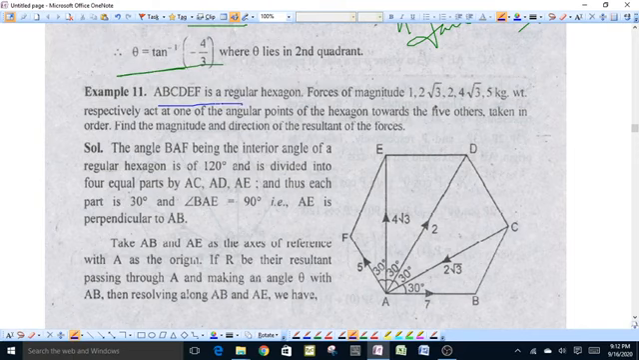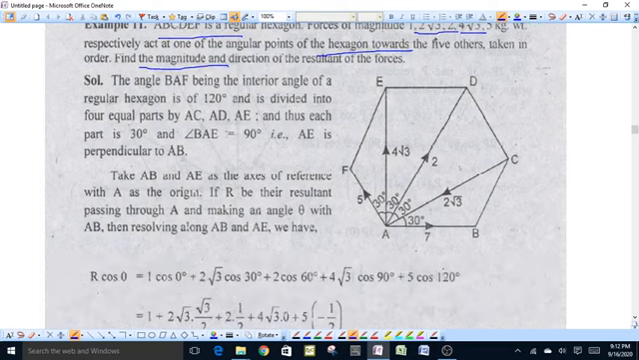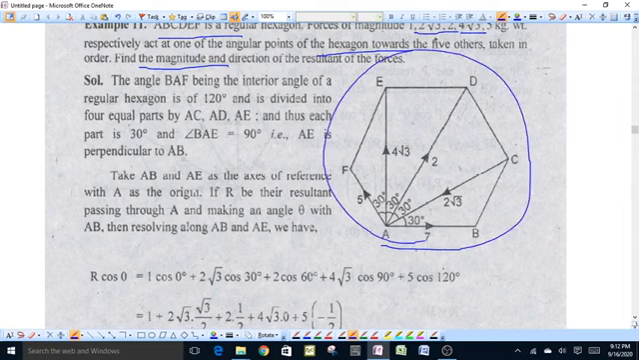Forces of magnitude 1, 2√3, 2, 4√3, 5 kilogram weight respectively act at one of the angular points of a regular hexagon towards the 5 other vertices taken in order. Find the magnitude and direction of the resultant of the forces. ABCDEF is a regular hexagon.